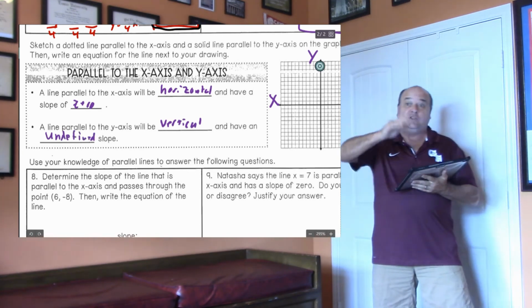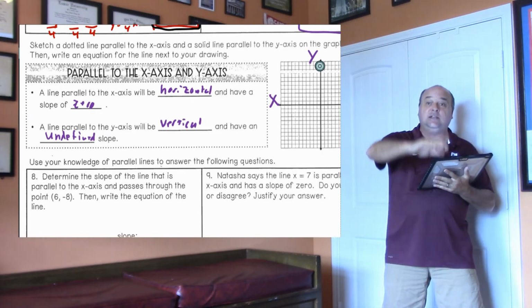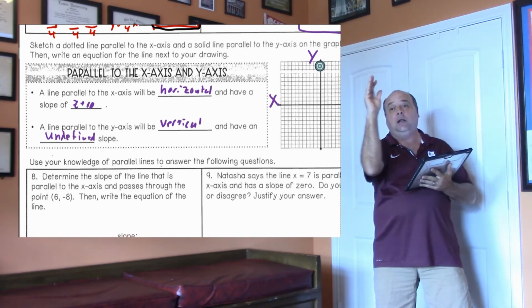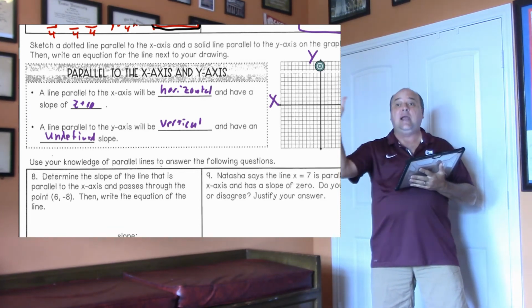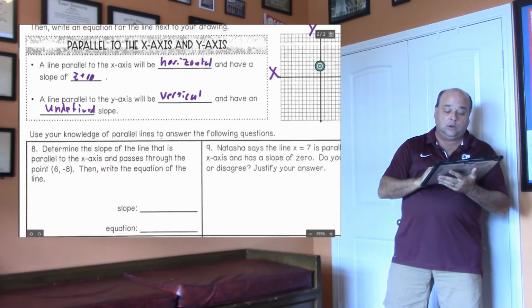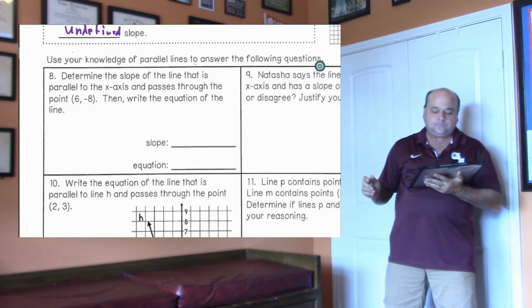Okay, so if it's parallel to the x-axis, it goes through the y-axis and it doesn't cross x. If it's parallel to the y-axis, it will go through the x-axis and have an undefined slope. Okay, so let's go down to here. These are kind of tricky.